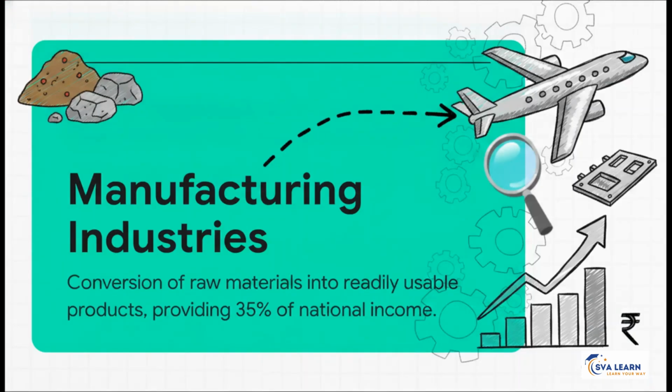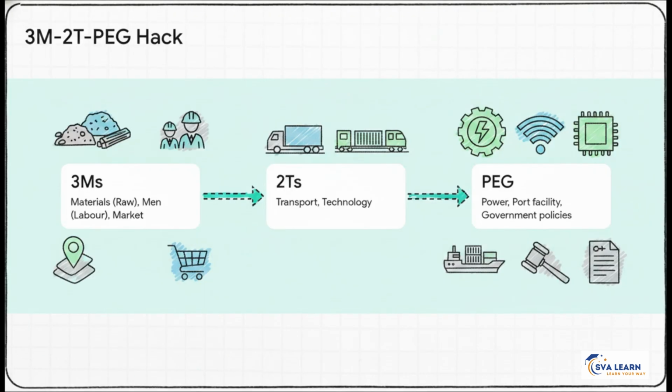Okay, let's start with a guaranteed exam definition. If the paper asks you, what is a manufacturing industry, please don't overthink it. It is simply the human activity of converting raw materials into readily usable products. Imagine taking messy, raw bauxite dirt straight from the ground and transforming it into a shiny, high-tech airplane. That magical transformation, that's manufacturing. And to put a number on why this matters, you definitely want to remember that these industries provide a massive 35% of our national income. It's huge.